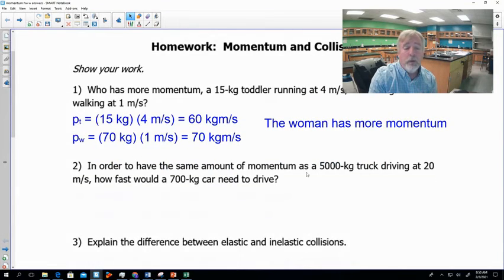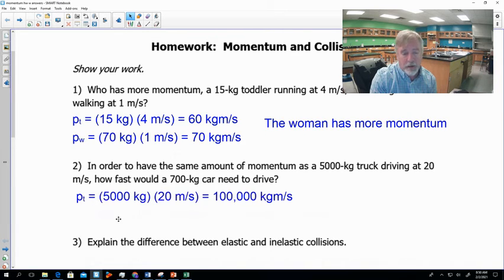If we look at question 2, in order to have the same amount of momentum as a 5,000 kilogram truck driving 20 meters a second, how fast would a 700 kilogram car need to drive? Well, again, the first thing we need to do, how much momentum does that truck have? 5,000 kilograms, 20 meters per second, we have 100,000 kilogram meters per second.